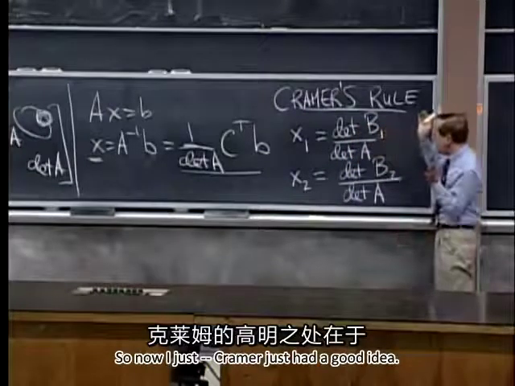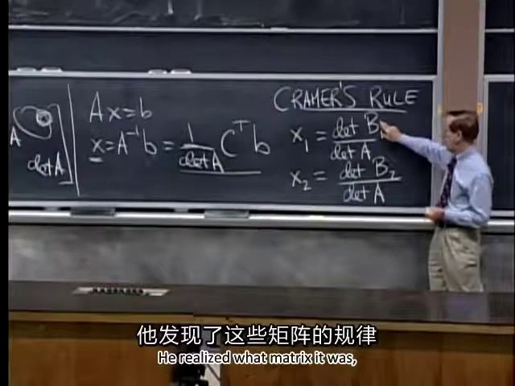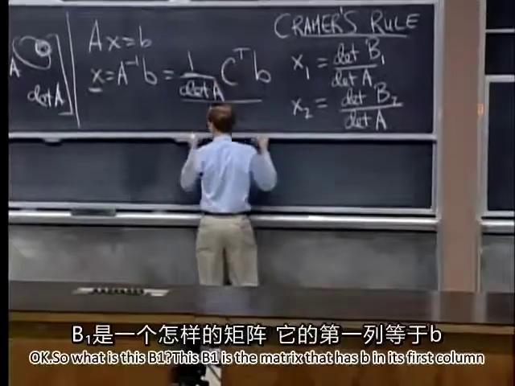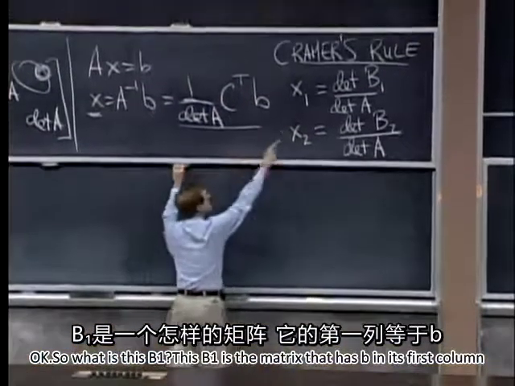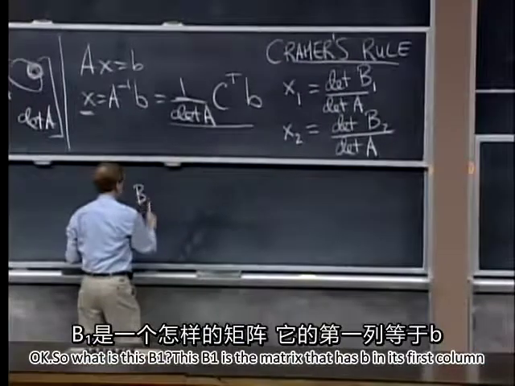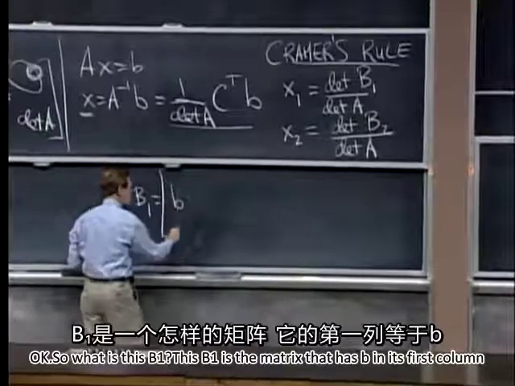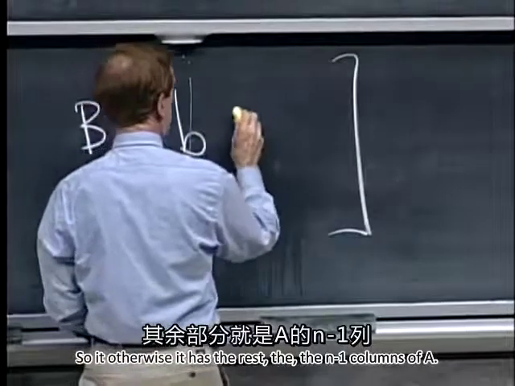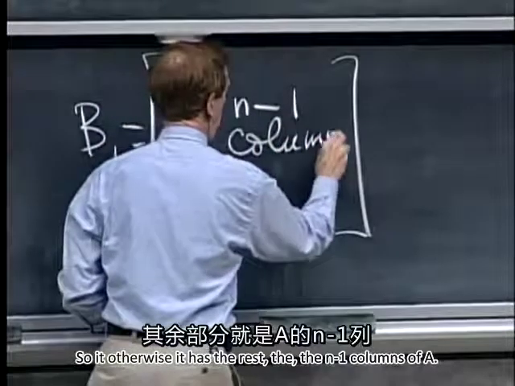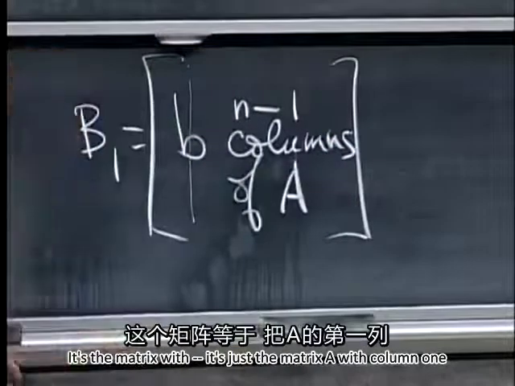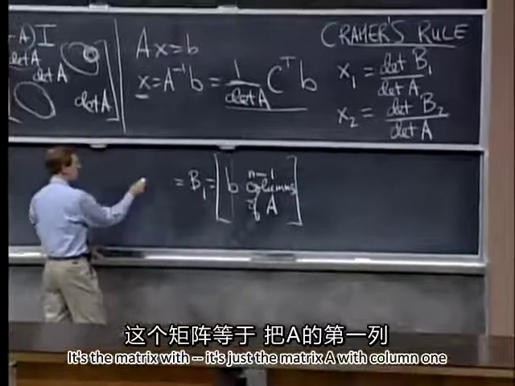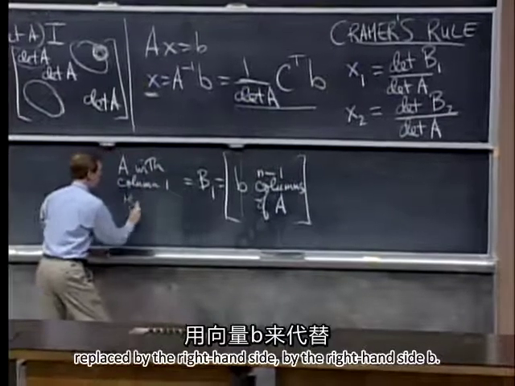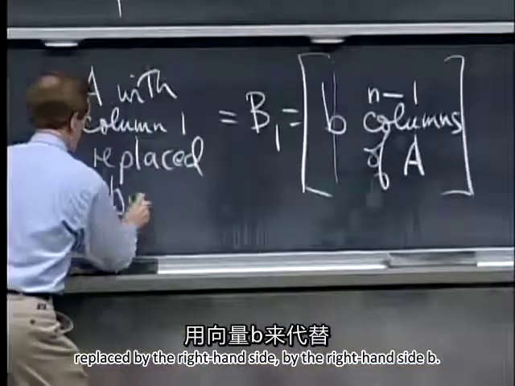So now Cramer just had a good idea. He realized what matrix it was, what these B1 and B2 and B3 and so on matrices were. Let me write them on the board underneath. Okay. So what is this B1? This B1 is the matrix that has B in its first column, and otherwise the rest of it is A. So otherwise it has the n minus 1 columns of A. It's just the matrix A with column 1 replaced by the right-hand side B.